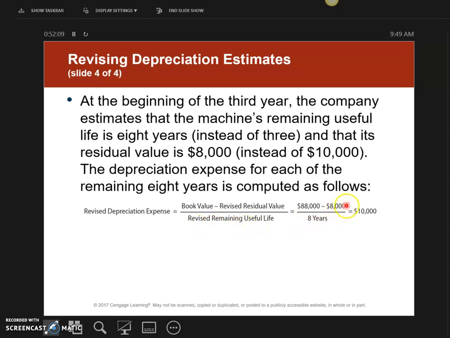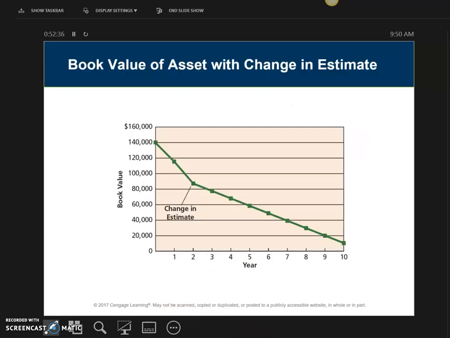So here I actually changed the residual and the useful life, and from here on in it would be 10,000 a year. But what if I only changed the bottom number and didn't change this? Then I would take it back to the original residual value. Okay, so you only change what needs to be changed here. If nothing changed on this one or this one, you use the original. And so going forward, from here on in, it would be 10,000 a year instead of 26,000. Okay, so here's where I made the change, and then it changed from here. So this concludes the partial year depreciation and the revision depreciation methods.